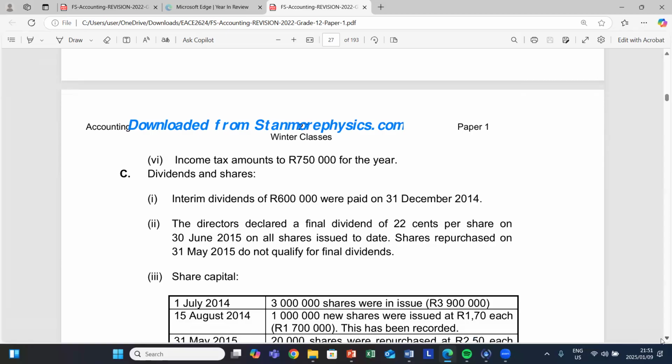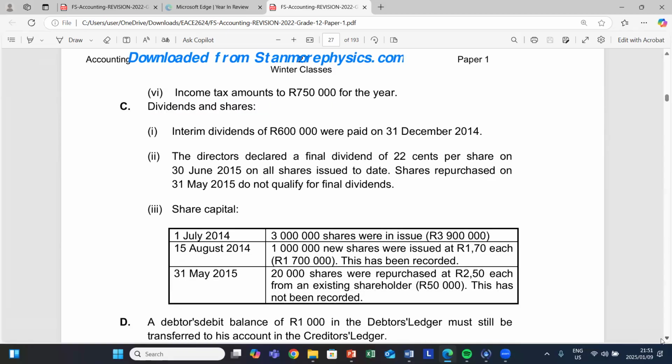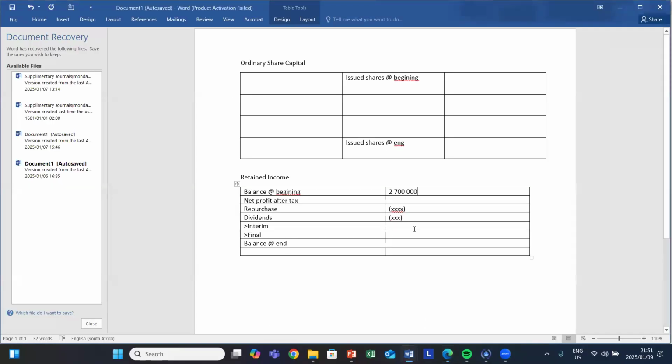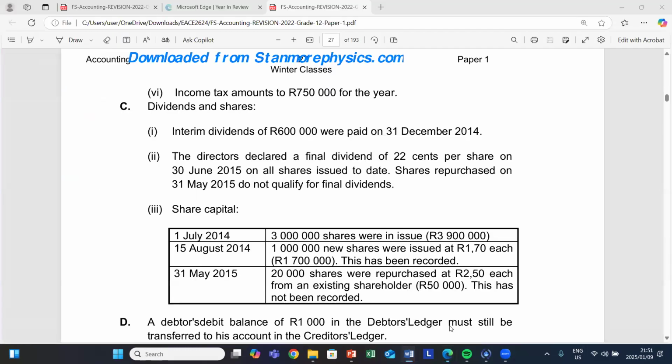Let us see there. First thing is first, they told us that the interim dividends of 600,000 rand were paid on the 31st of December 2014. So the value of our interim dividends is 600,000 rand. So there under your dividends, you will record 600,000 rand. Well, they already calculated it for you. Record 600,000 rand.